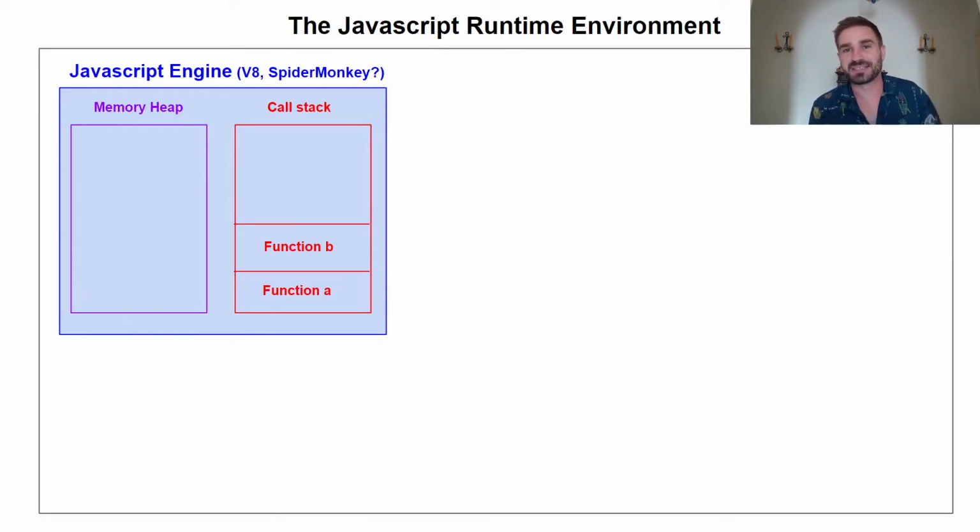So why doesn't it work like that? Why can we do something and then just carry on? Why is there concurrency in JavaScript? And this is what we will look at next.